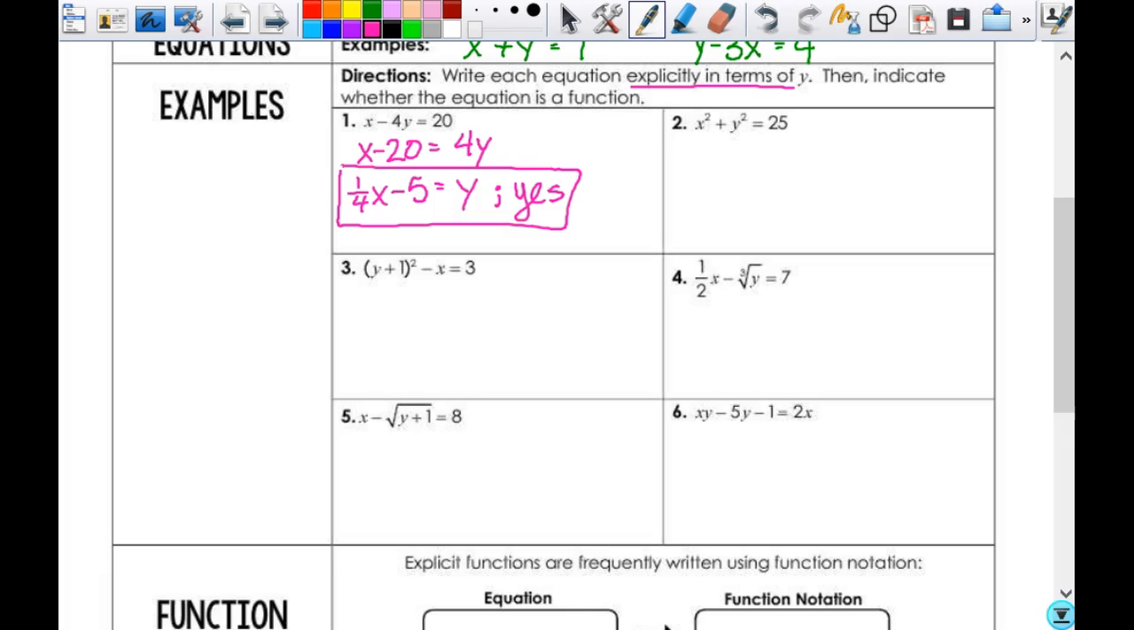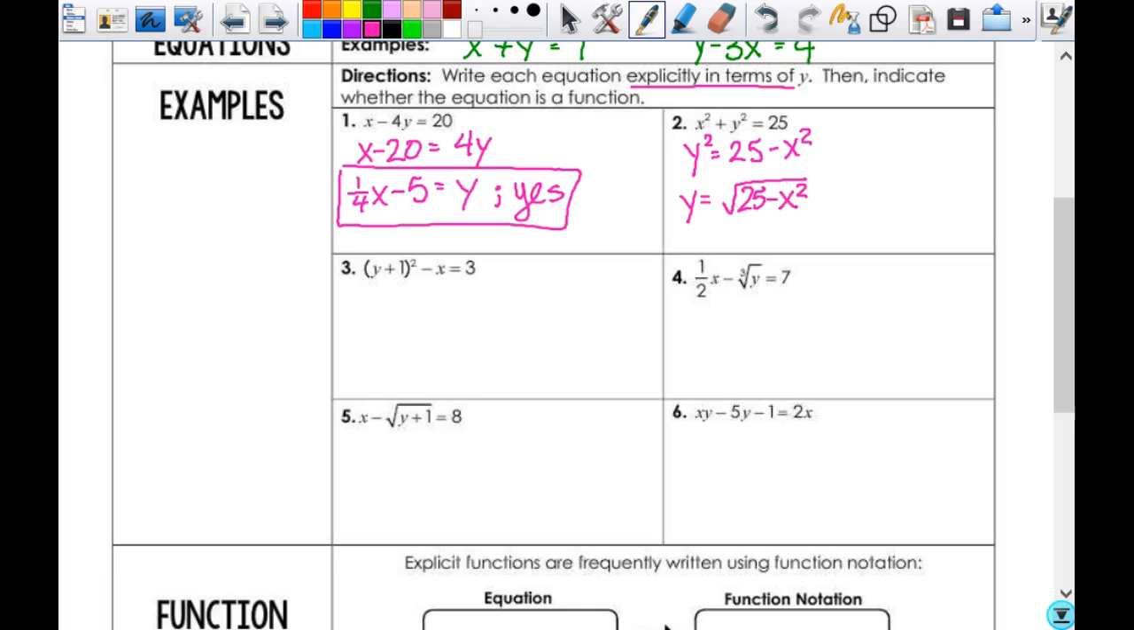Is a circle a function? No. Okay, so I already know that the answer is no, but I still have to solve it for y. So y squared equals 25 minus x squared. Then what do I need to do? Square root. So y equals the square root of 25 minus x squared. Does that become 5 minus x? No. Does not become 5 minus x.